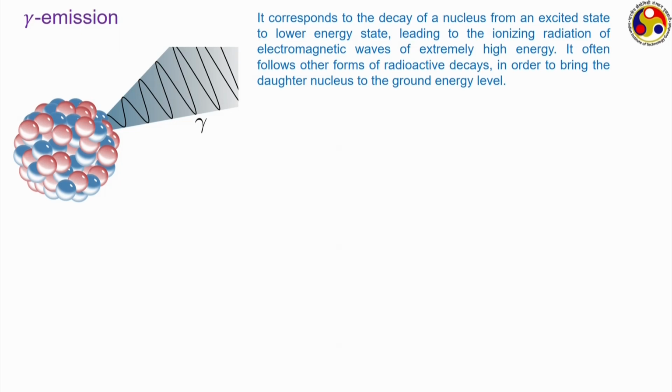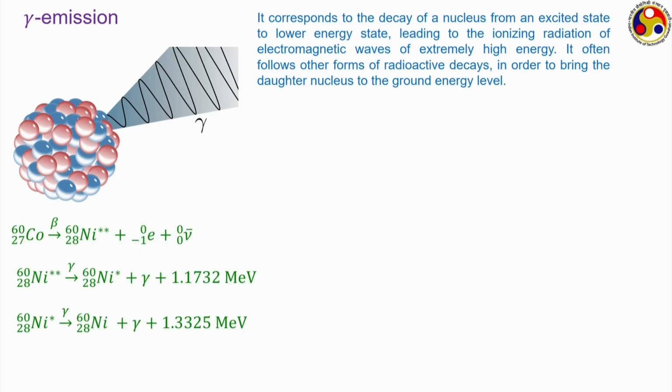Gamma rays are electromagnetic waves of very high frequency or extremely small wavelength. So, gamma radiation generally is associated with all the reactions that we have discussed so far. Whenever we have a daughter nucleus formation, that is generally at a very excited state, and therefore, it releases that extra amount of energy in the form of gamma rays and comes to a lower level state or the ground state.